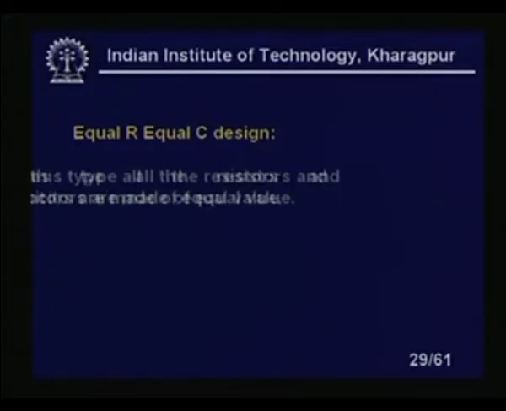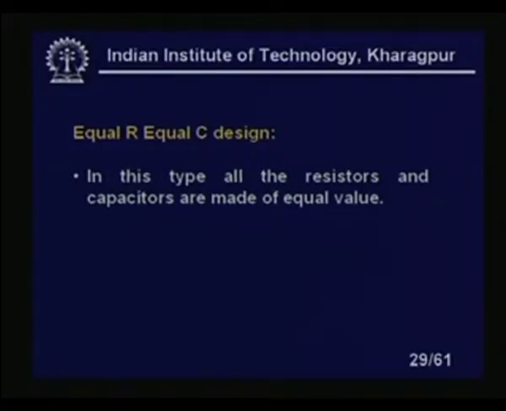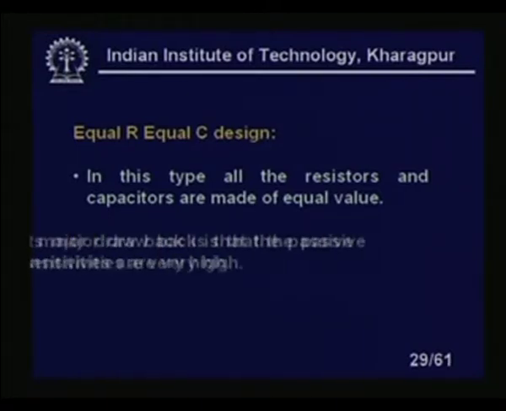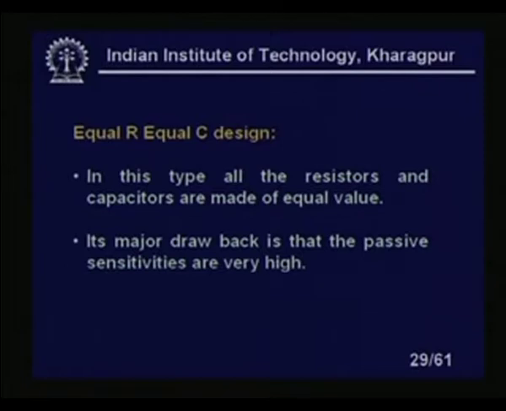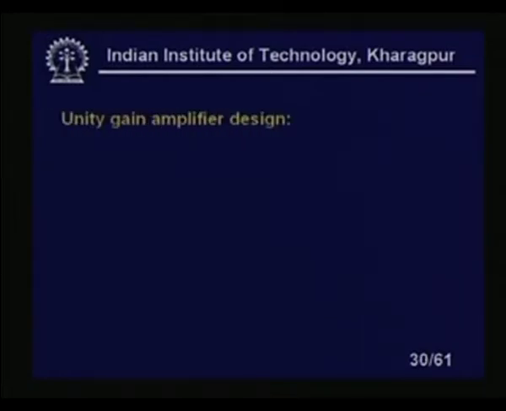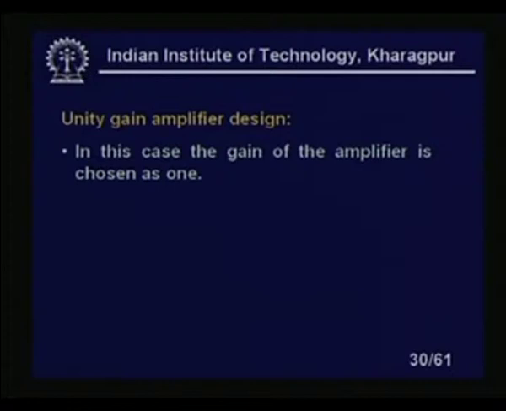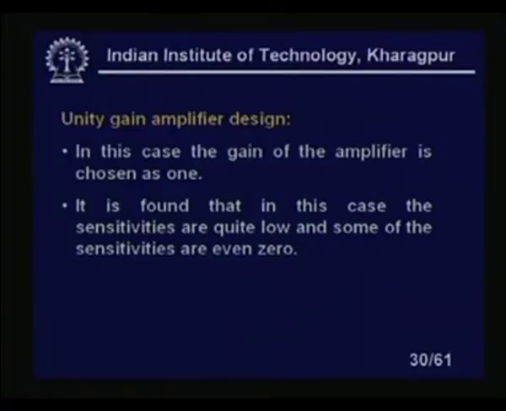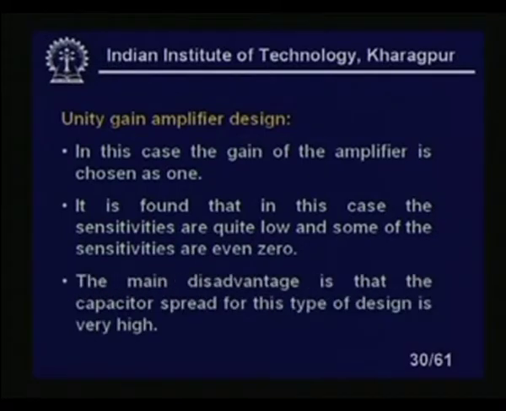Equal R equal C design. In this type of design, all the resistors and capacitors are made of equal value. The major drawback is that the passive sensitivities are very high. Unity gain amplifier design: in this case the gain of the amplifier is chosen as 1. As you know, with the concept of a unity gain buffer, its bandwidth will be higher. It is found that in this case the sensitivities are quite low and some of the sensitivities are even 0. The main disadvantage is that the capacitor spread of this type of design is very high.